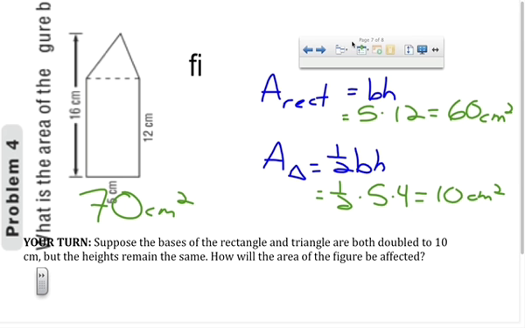But be careful. If I were to double all of the measurements, it would quadruple. We'll get more into that on Friday's lesson as far as why it's quadrupled. Don't go crazy making yourself insane about it. But as far as this is concerned, the area would be doubled.